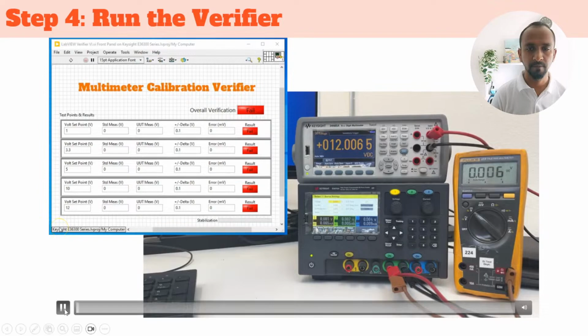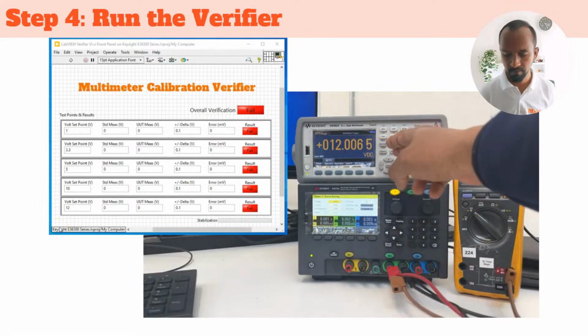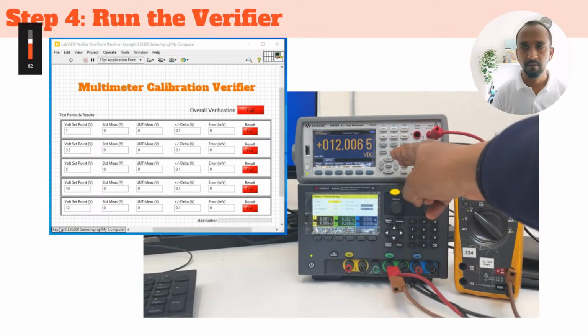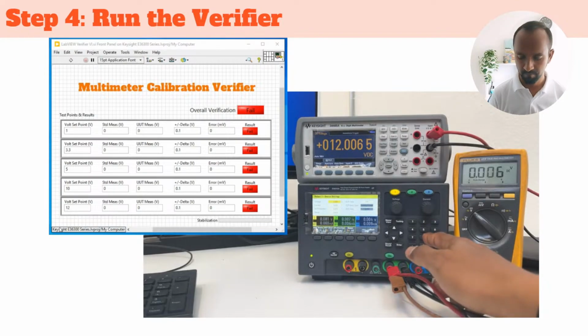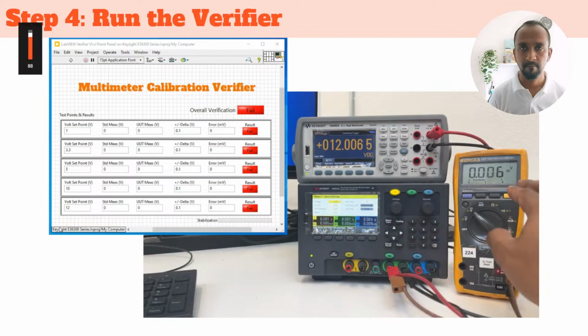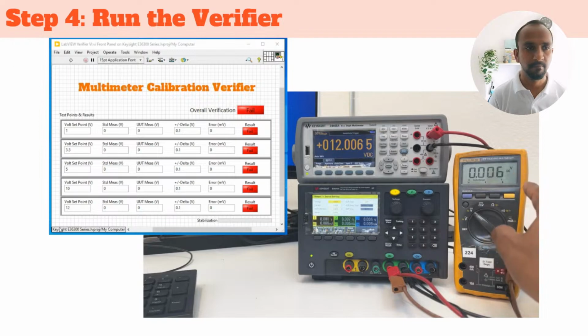I have the digital multimeter, the standard reference, that is now connected to the triple output power supply, and this is in parallel connected to the UUT, the instrument that we need to calibrate, Fluke 177.